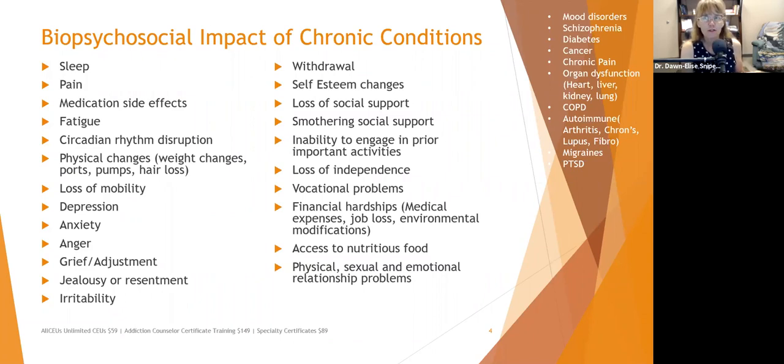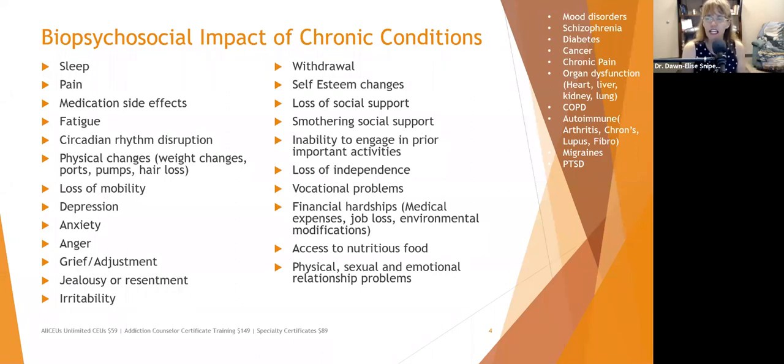Access to nutritious food. Well, if you can't drive, it's harder to get nutritious food. Really fresh food is very rarely delivered. And it may be harder to get to the grocery store to get the stuff that you want, so your pantry may end up running bare before you actually get out to get something.